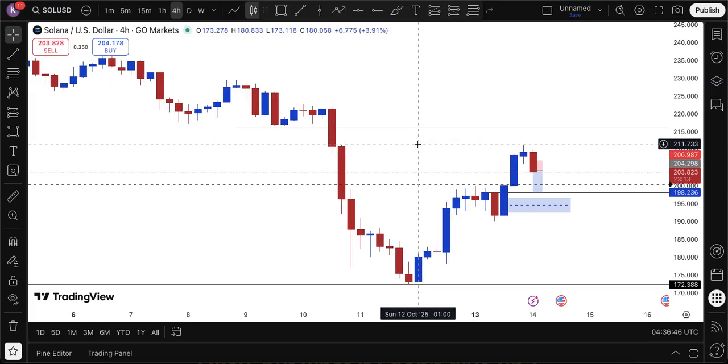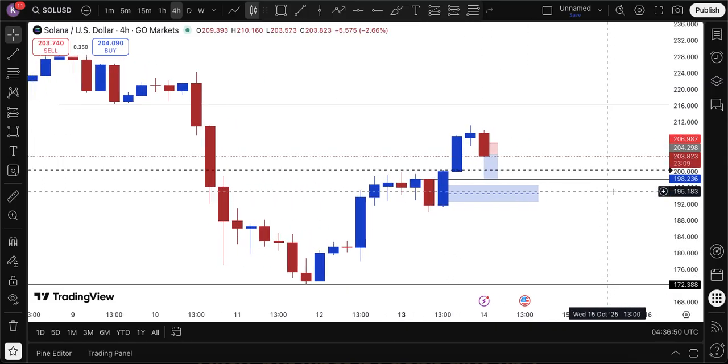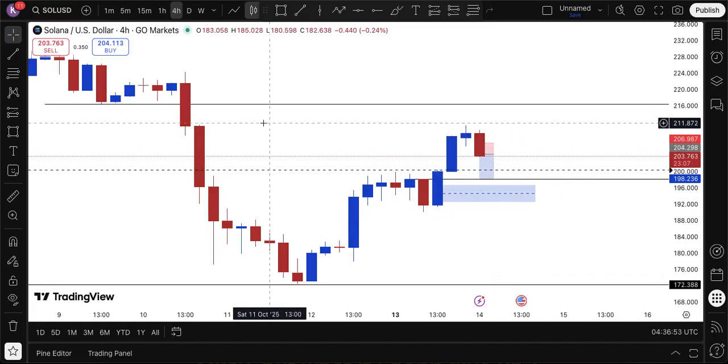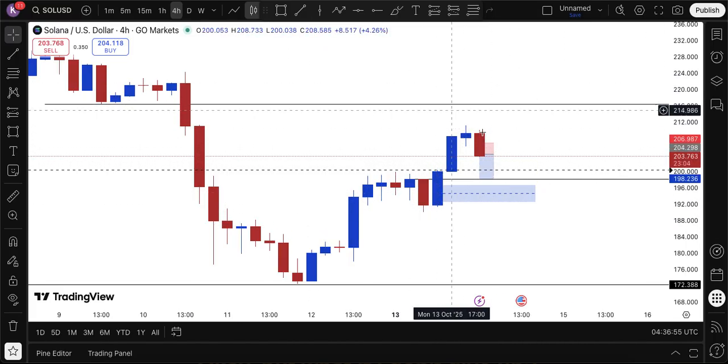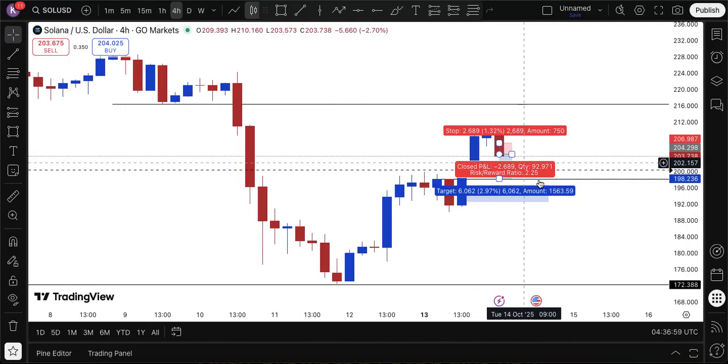So market was actually rejecting from, I think, this point. Was I looking for a sell? What was I thinking? I think I was looking for a buy and I was trying to catch the sell to the downside. So I was waiting for market to come here.